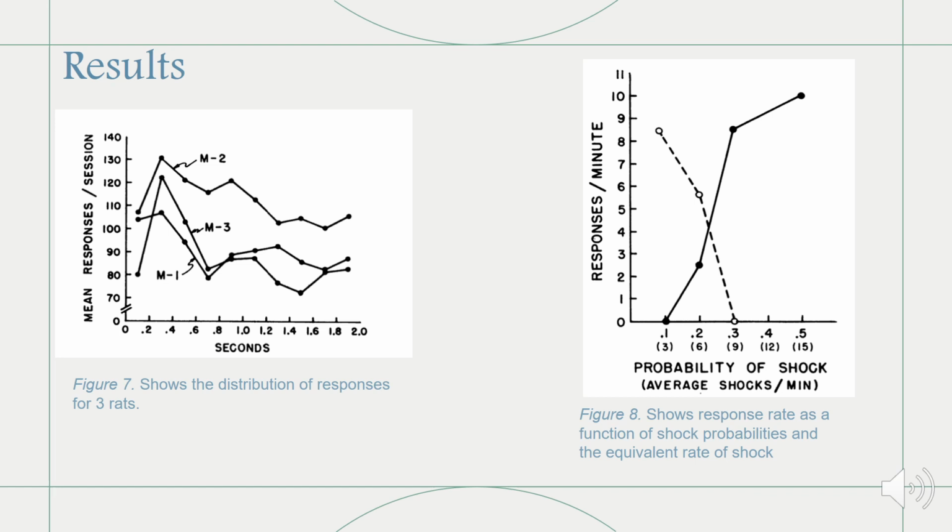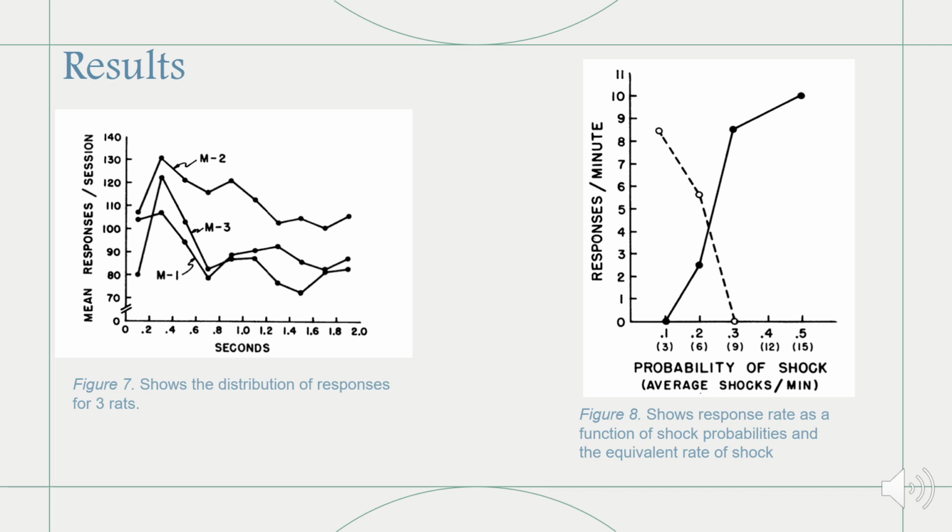As previously mentioned, there were many different conditions which resulted in many different graphs. However, I found these graphs to be the most interesting. First, let's take a look at Figure 7 on the left. The x-axis shows seconds, the y-axis shows the mean responses per session, and M1, 2, and 3 were the rats.